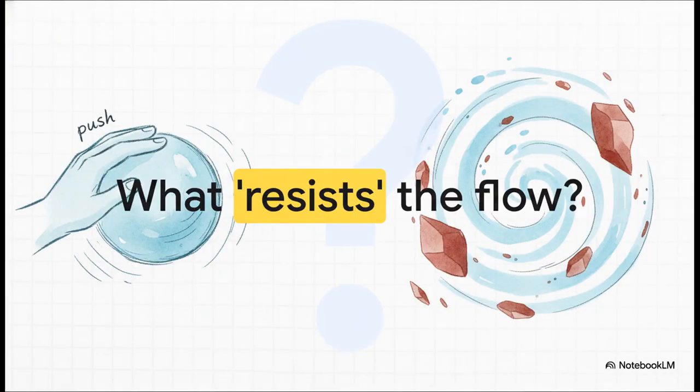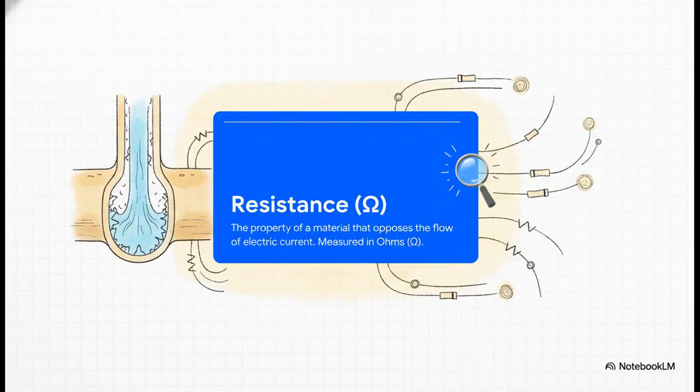Okay, so we've got the push, that's voltage. We've got the flow, that's current. But in the real world, no path is ever perfectly clear, right? There's always something getting in the way, some kind of opposition. So what is it that resists the flow of that current? That obstacle is called resistance, and we measure it in something called ohms. The best way to think about it is as electrical friction.